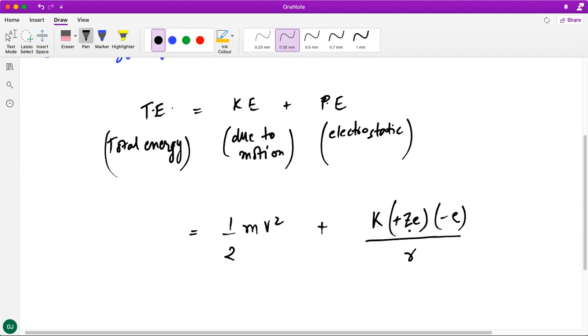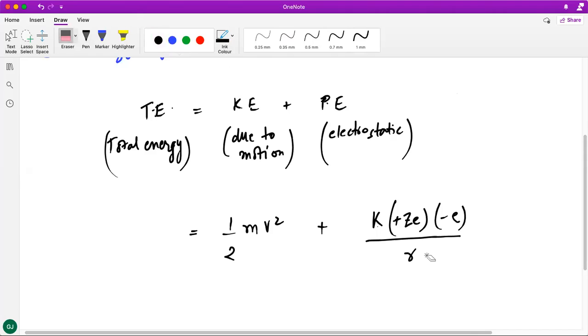Q1, this was the charge of the nucleus, right? Z is the number of protons, and each proton has a charge of plus E. And minus E is the charge of the electron. This is Q2, right? So electrostatic potential energy between two point charges placed at a distance r from each other is written in the following manner: K Q1 Q2 by R. That is the simplified understanding that I would want to give you.